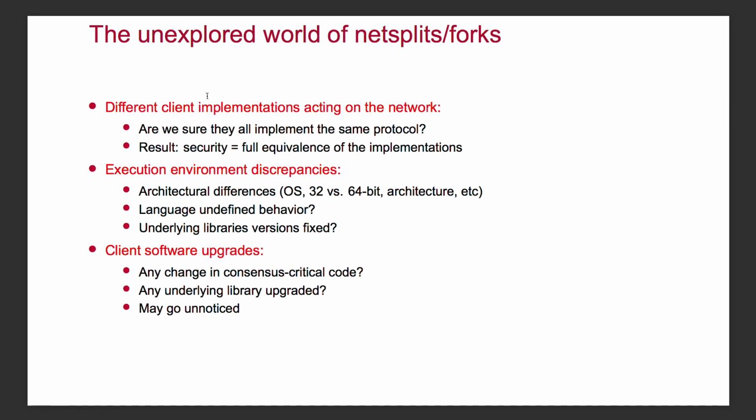There could be different client implementations acting on the network. For instance, I may be running a Python implementation of a coin, and someone else may be running a C++ implementation of the coin. And the question here is really, are we sure that my C++ implementation of the coin really has the same notion of what a valid transaction and a valid block is as the Python implementation? If there is an edge case in which my C++ implementation is going to accept a block and the Python implementation is going to reject the block, then we get a net split.